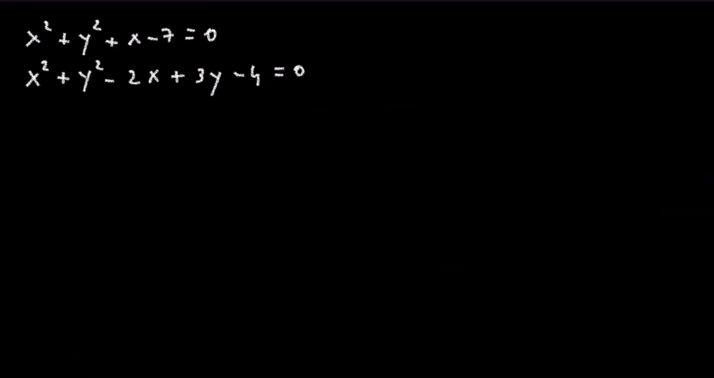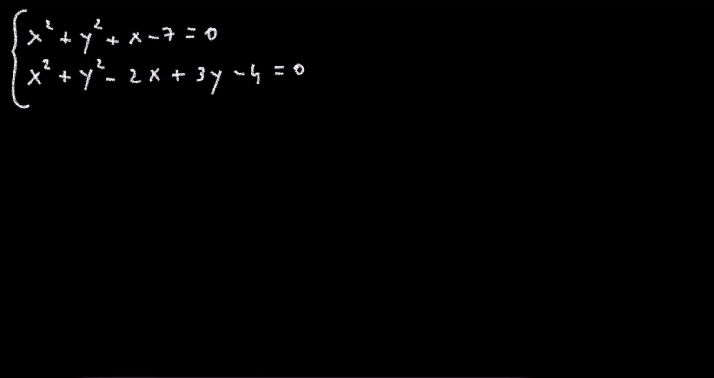Let's now apply these ideas with an example. We want to determine the points of intersection of the circles given by the equations x squared plus y squared plus x minus 7 equals 0 and x squared plus y squared minus 2x plus 3y minus 4 equals 0. First of all, we set up the system of equations. As we learned, we now subtract one equation from the other to obtain the equation of the radical axis and then solve for the points of intersection.